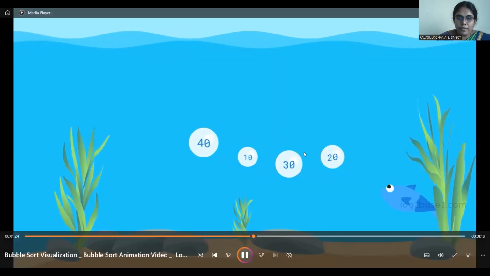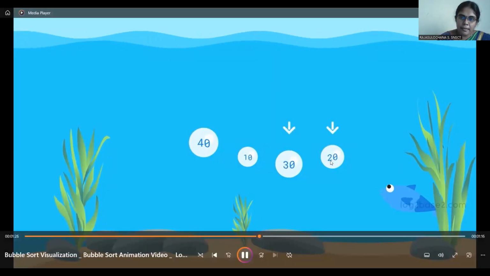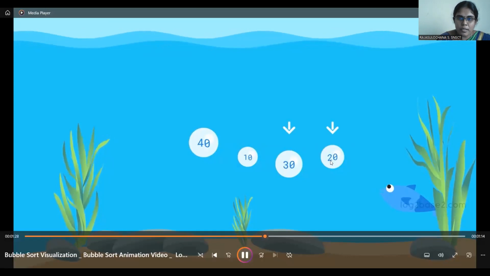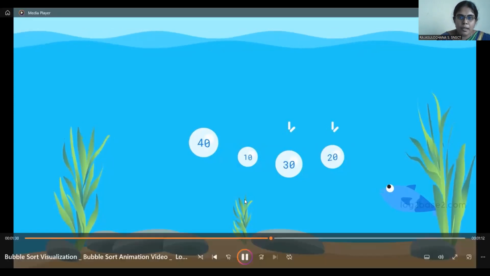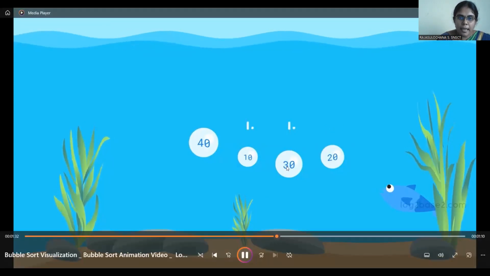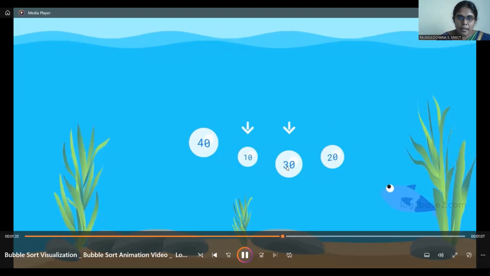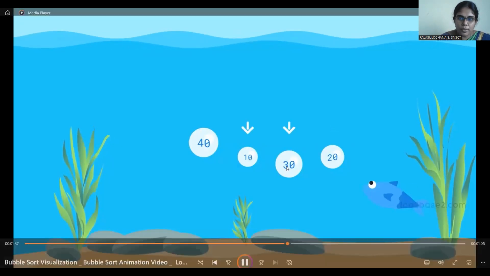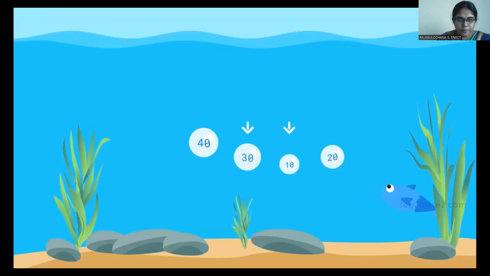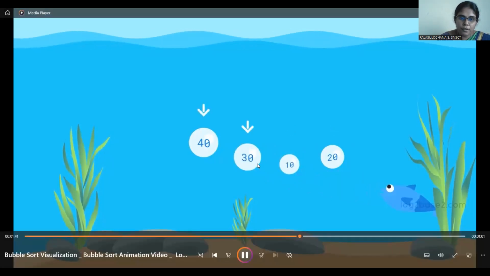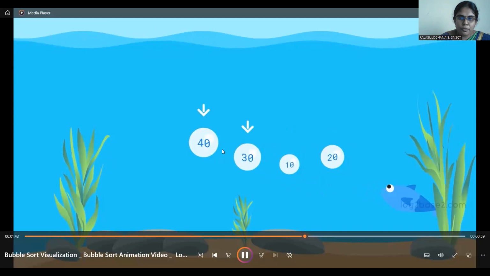Now, again, what you have to do, you have to compare 20 and 30. So no change. Since 20 is not greater than 30, no change. Now you have to compare 30 and 10. 30 is greater than 10. So you have to swap. 30 is moved to the position of 10. Now compare 30 and 40. Since 30 is not greater than 40, no change.